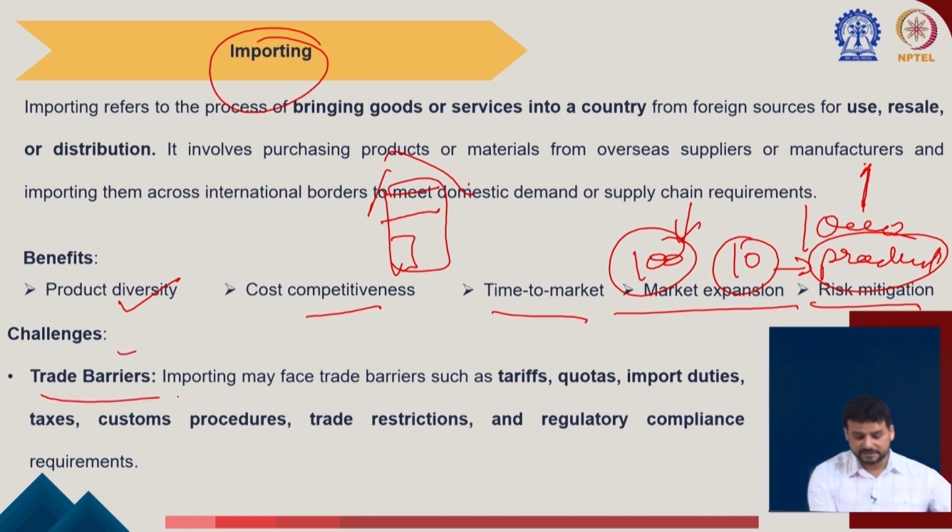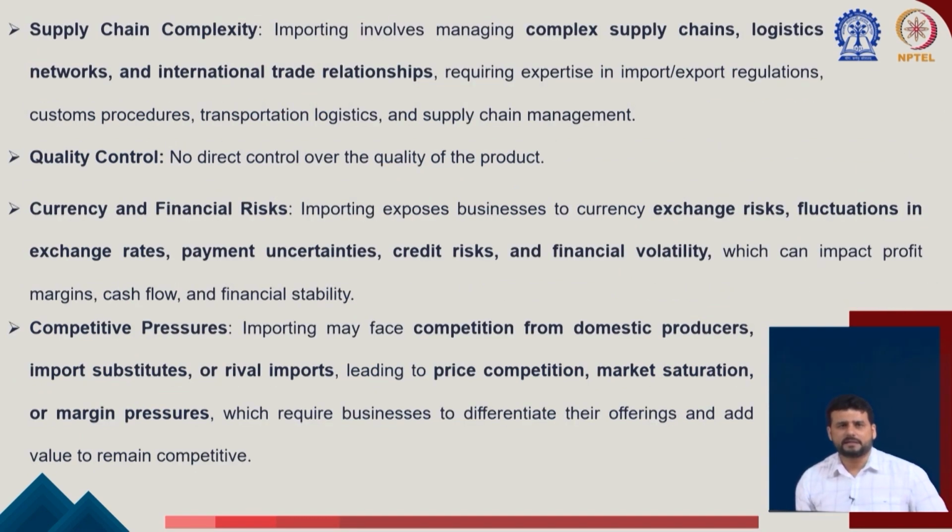So, challenges: trade barriers obviously are there, regulatory frameworks, trade restrictions, import duties will be there. Supply chain complexity, because many players are there, you need to collaborate and coordinate with everyone, you need to build the trade relations. No direct control over the quality of the product because you are not manufacturing, you are just importing.